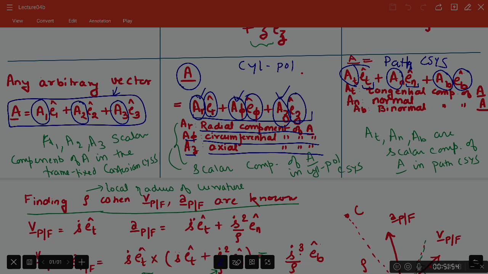In the context of the path coordinate system, AT is called the tangential component of A, AN is called the normal component of A, and AB is called the binormal component of A.